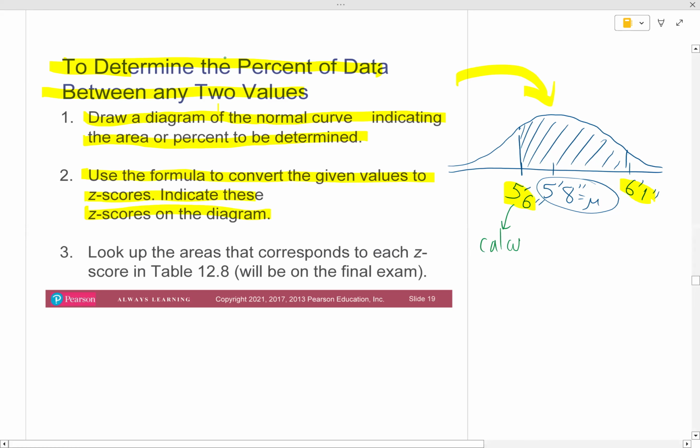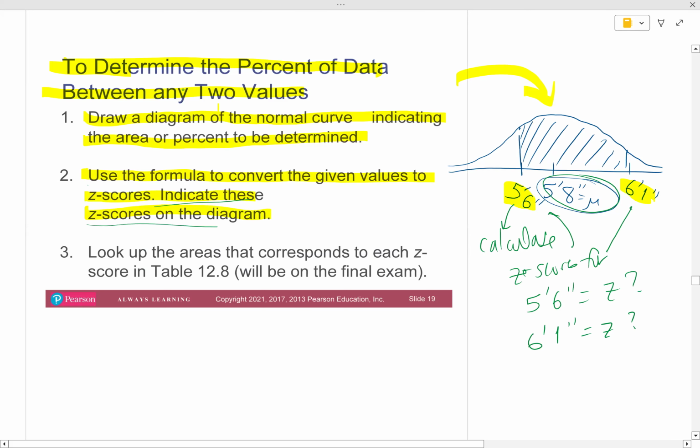Calculate z-scores for both of those. You know, for the two, this is the mean. I don't need to calculate his z-score. That's just kind of showing me the middle. Z equals what? I don't know. And then the other, whatever your data values are that you're interested in being between, those are the ones. Find their z values, and then indicate these z-scores on the diagram.